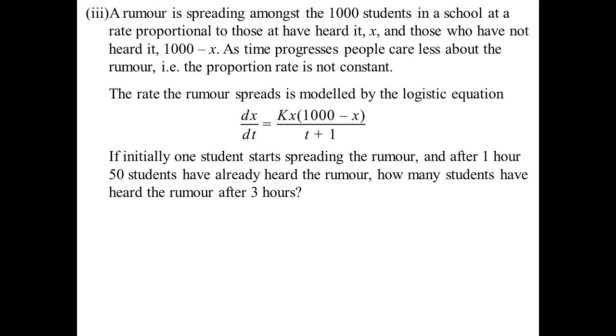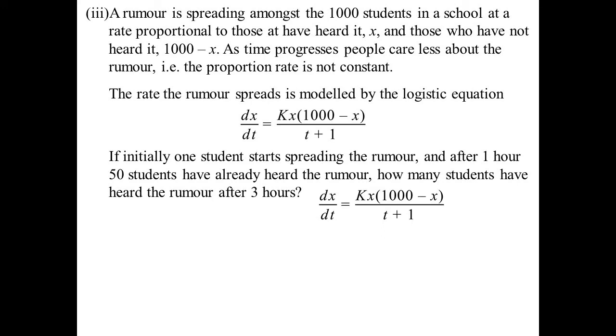So it's proportional to both x and 1,000 minus x. As time progresses, people care less about the rumour, so the proportion rate is not constant. In fact, it ends up being dx/dt is x times 1,000 minus x, there's the proportion, times some constant k, and in this case divided by t plus 1. So initially, as all good rumours do, it starts with one student. After 1 hour, 50 students have heard the rumour.